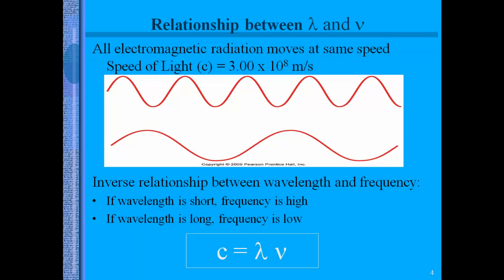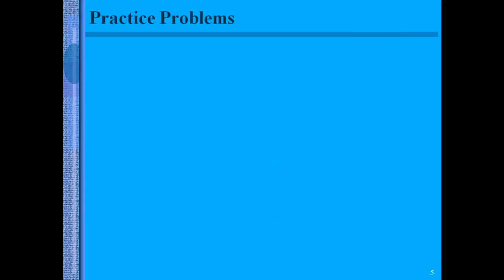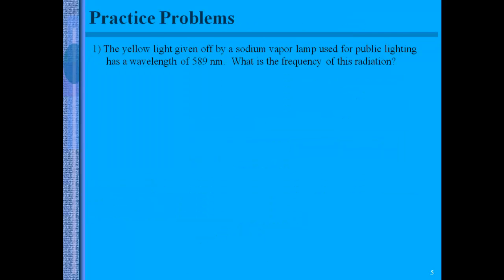Using this inverse relationship, we can write a mathematical expression: speed of light equals the wavelength times frequency. Using this, if we know any frequency or any wavelength of light, we can figure out the other. So if we know the wavelength, we can find frequency. If we know the frequency, we can find wavelength, because the speed of light is always 3.00 times 10 to the 8th meters per second. Let's use our new expression and solve a few problems.